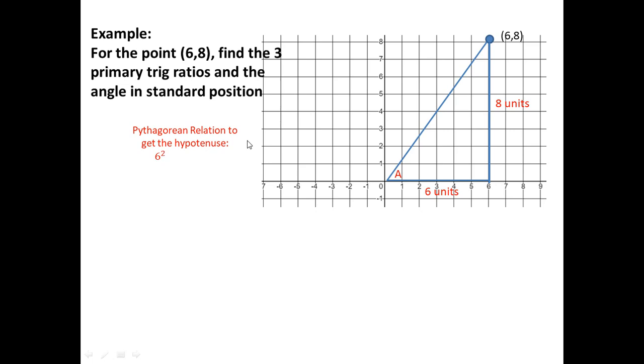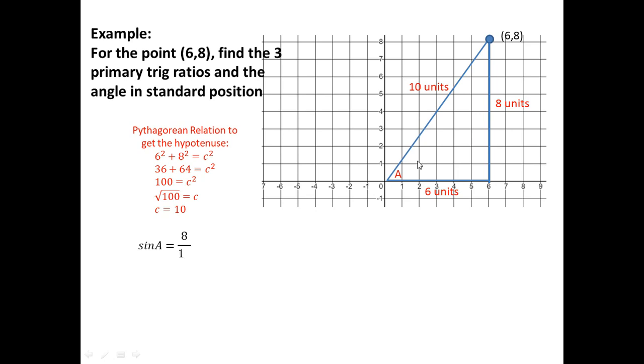So I have 6 squared plus 8 squared equals c squared. 36 plus 64 is c squared. 100 equals c squared, and the square root of 100 is 10. So 10 units is our hypotenuse. Now I have my opposite, my adjacent, and the hypotenuse there.